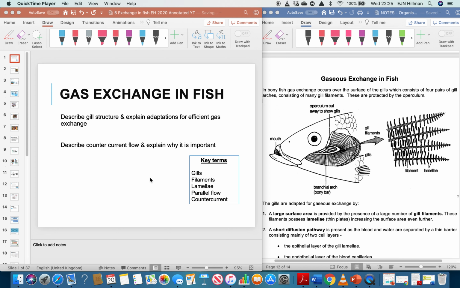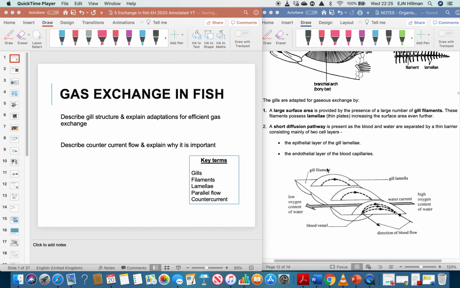Okay then, this is the next revision video that I was asked to do, which was gas exchange in fish. So it follows directly on from gas exchange in insects.